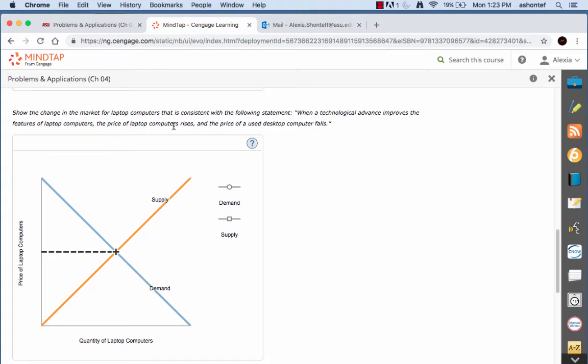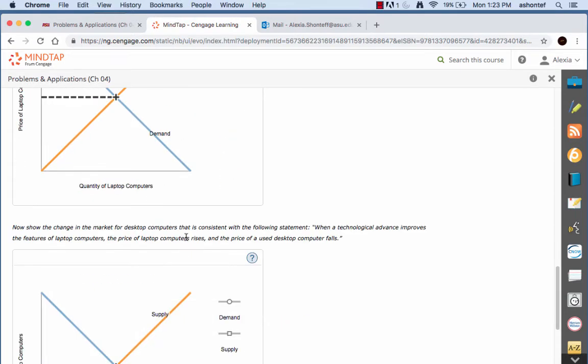So you're told the price has increased. So the question is, is that going to be an increase in demand or a decrease in demand? So hopefully that helps there.